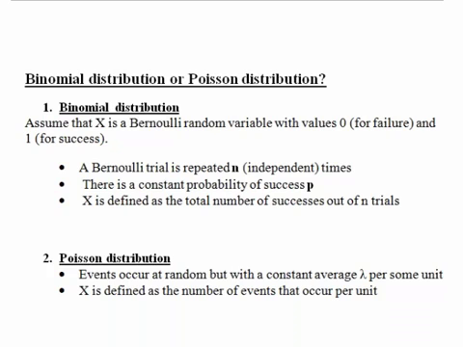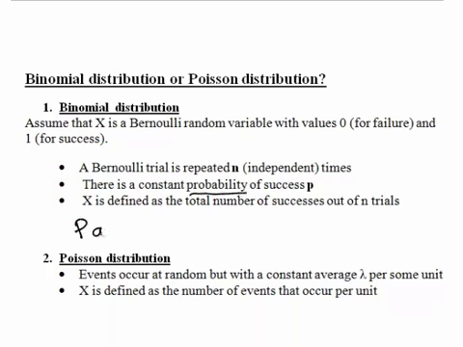So let's start off by just looking at some general characteristics of each of those types of distributions. First, the binomial distribution. Assume x is a Bernoulli random variable with values 0 for failure and 1 for success. A Bernoulli trial is repeated n independent times. That is, n is the number of trials. There is a constant probability of success, p, and x is defined as the total number of successes out of n trials. In this scenario, x is a binomial random variable, and a key word here is probability.